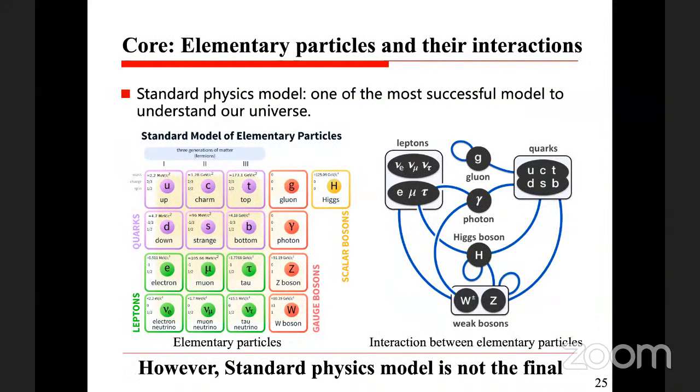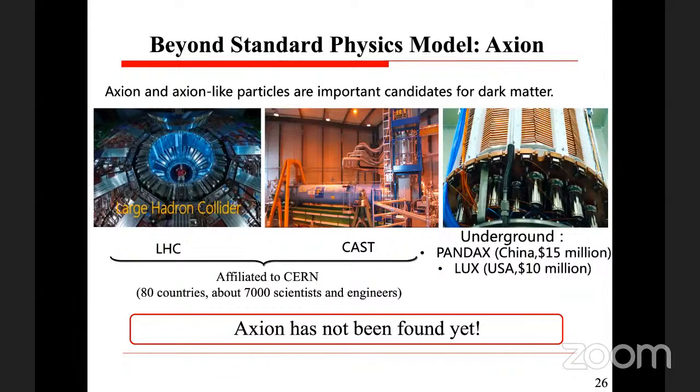As we know, the standard physics model is one of the most successful models for understanding our universe. These are the elementary particles, and these are the four kinds of basic interactions. However, the standard model cannot explain dark matter, so we should develop theory beyond the standard model. Axions and axion-like particles are such particles beyond the standard model, and they are well-motivated candidates for dark matter.